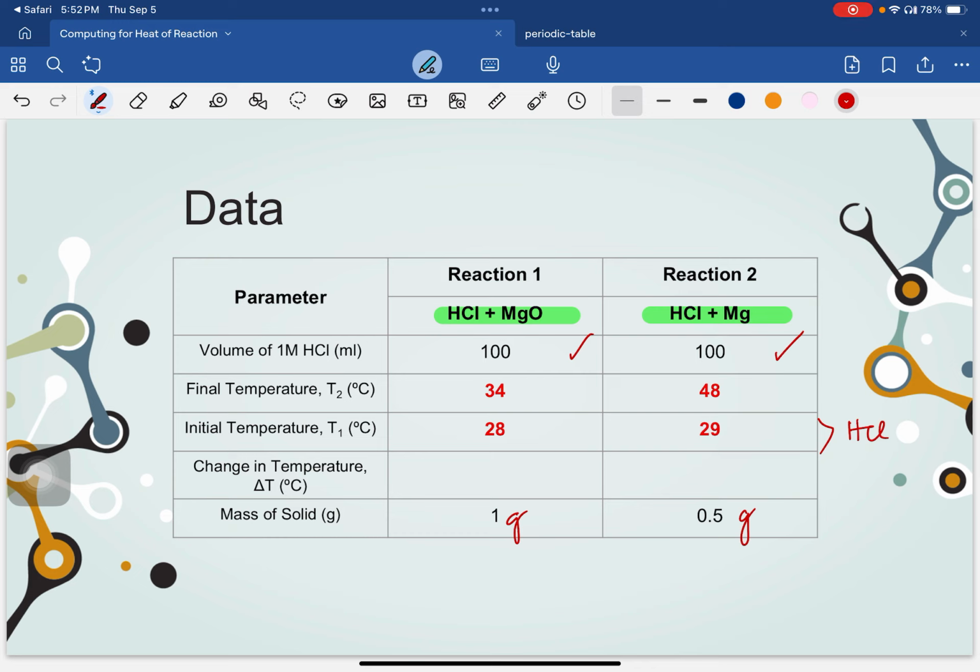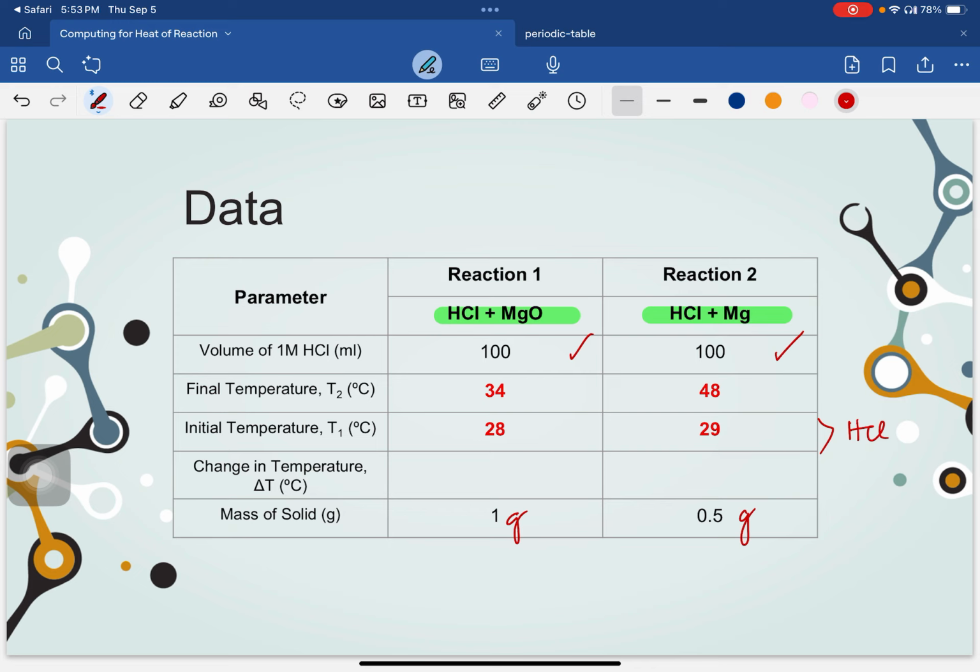To get T2, what I did was, of course, mix and stir the solution. And after it settled, around a minute or so, I got 34 degrees. This was the time wherein it was not increasing anymore for the first reaction. And I got 48 degrees Celsius for the second reaction. So this data will be used in solving for the heat of reaction.